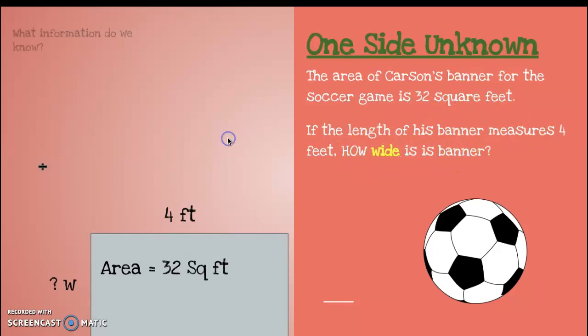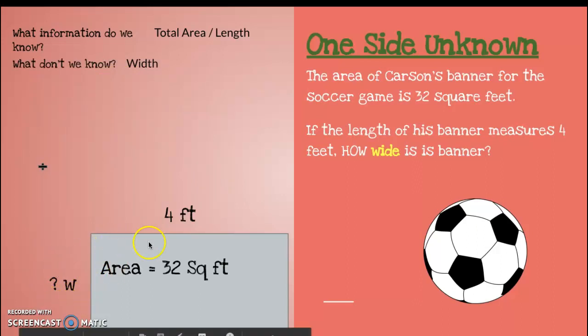So let's look at this. What information do we know? Well, we know that we have a total area of 32 square feet. We know that our length is 4. That's 4 feet. What don't we know? Well, class, we do not know the width. So we have 32 square feet and we have 4 feet for the length, but what is our width?